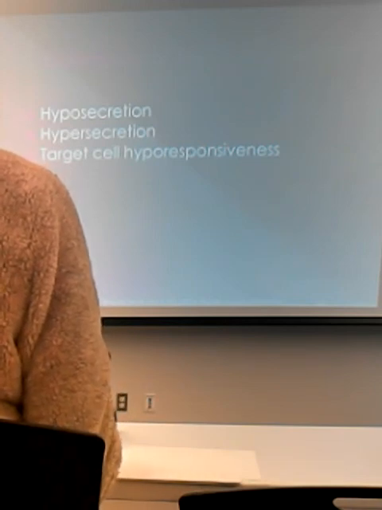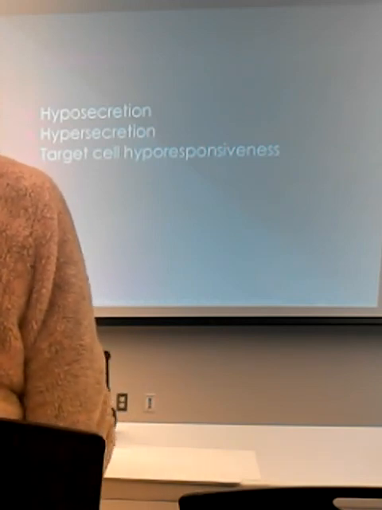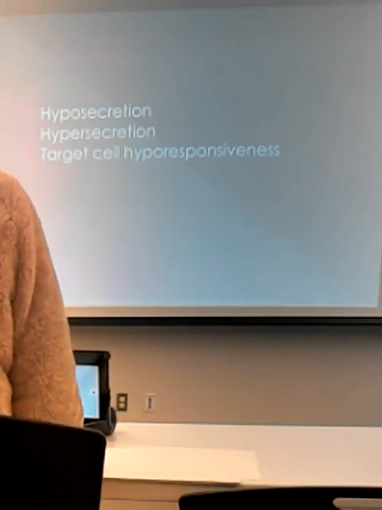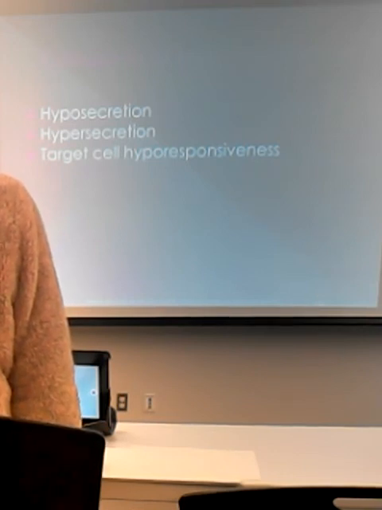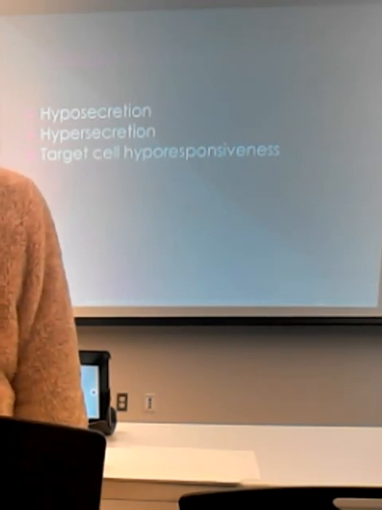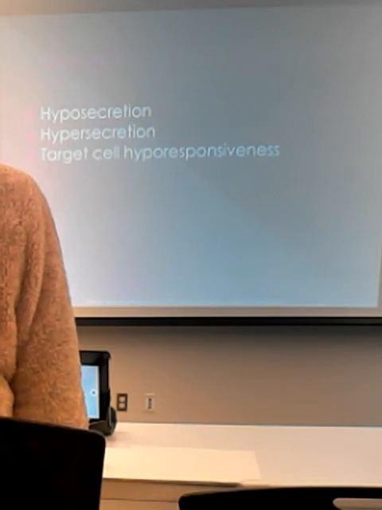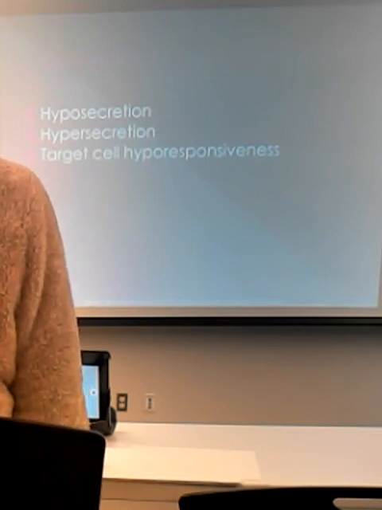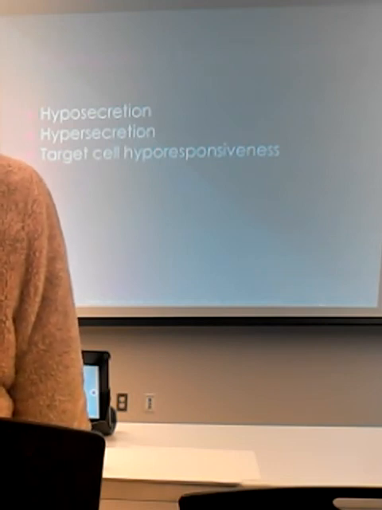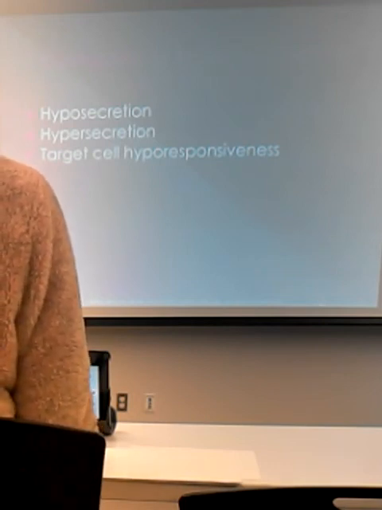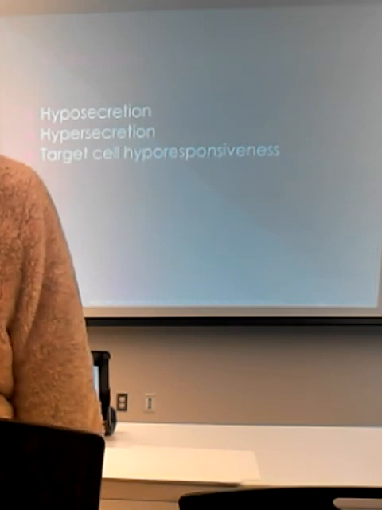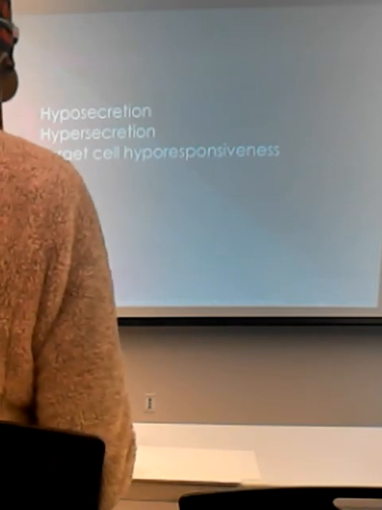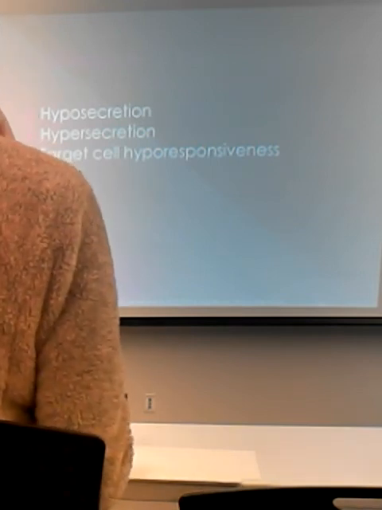So, categories of endocrine disease, 3 categories conceptually. Not releasing enough, for whatever reasons. Releasing too much, for whatever reasons. Or, you're releasing the right amount, but the target cells, for whatever reasons, aren't as responsive as you want them to be. Does that make sense to you guys? Okay.